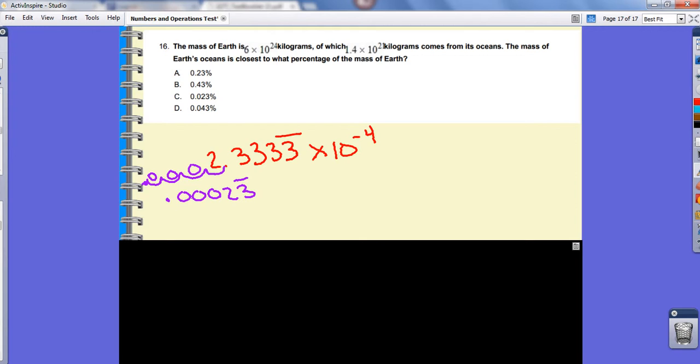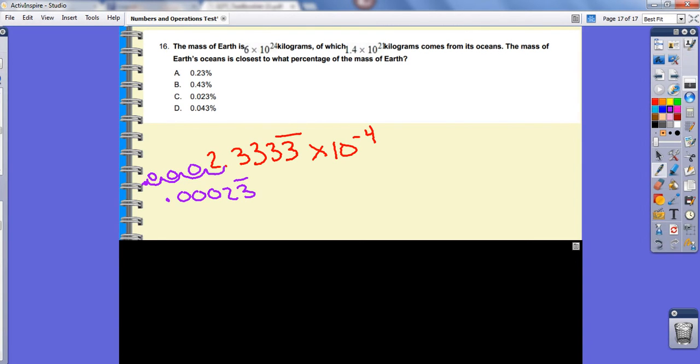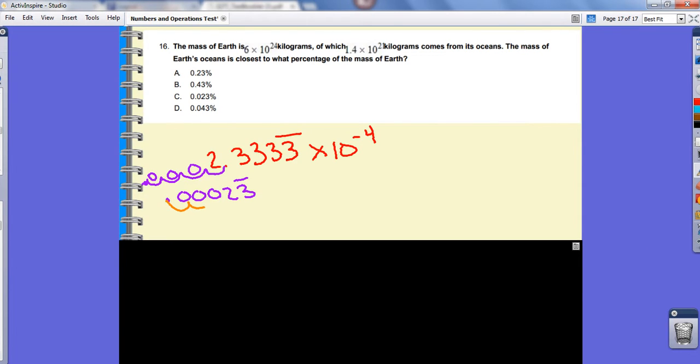Now, using my prior knowledge, if I want to take a decimal and make it into a percentage, all I have to do is take that decimal and move it 2 spots. 1, 2. So then I'm going to have 0.023% as my solution.